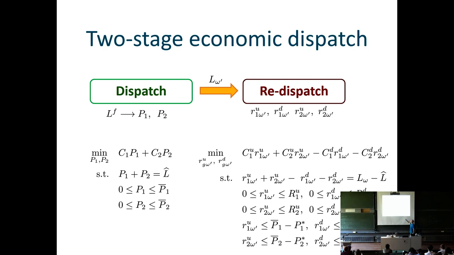And finally, the upward regulation of a generating unit can be at most the capacity of that unit minus the production already committed to the forward dispatch. The same holds for generator 2. The downward regulation can be at most my current forward production. I cannot sell back more energy than I have already committed in the forward dispatch. I cannot decrease my production beyond reaching zero.